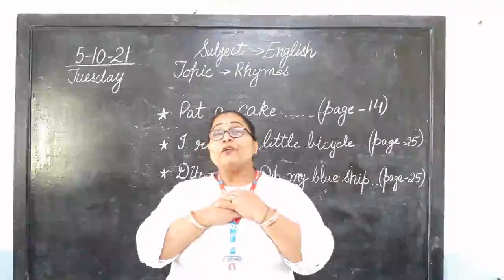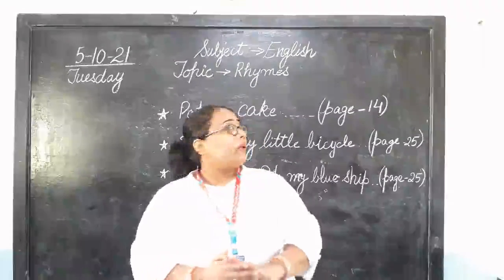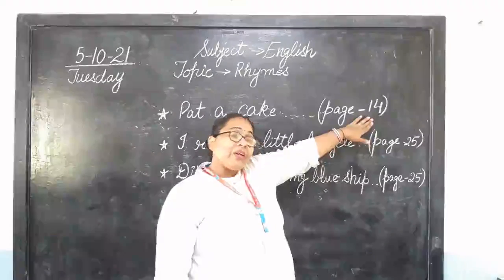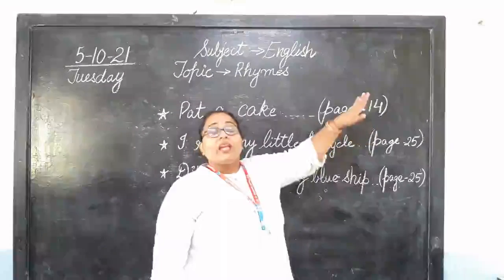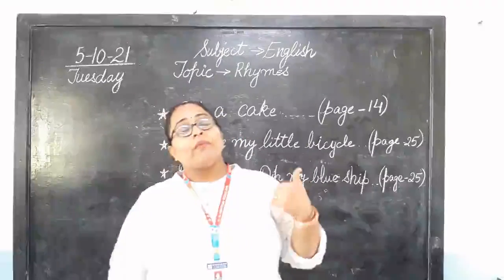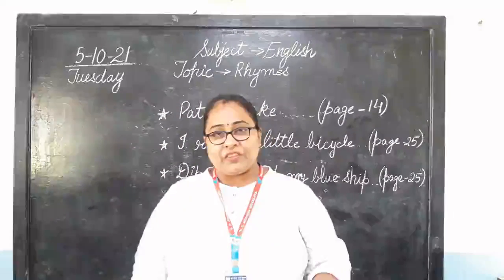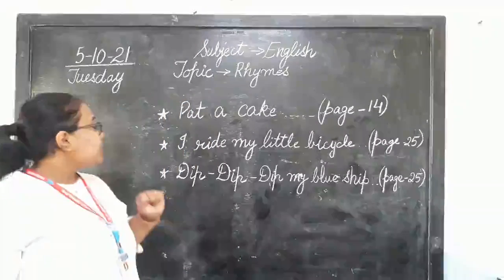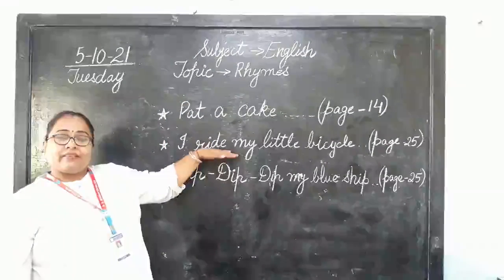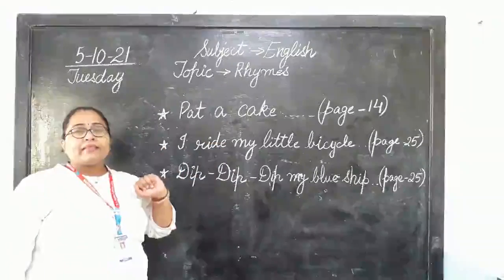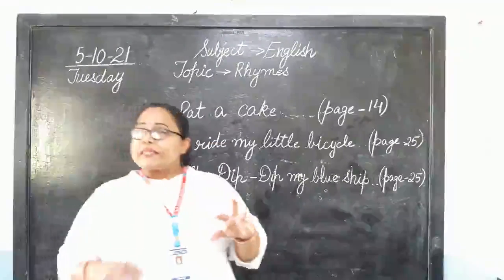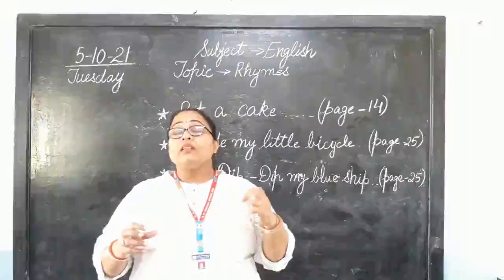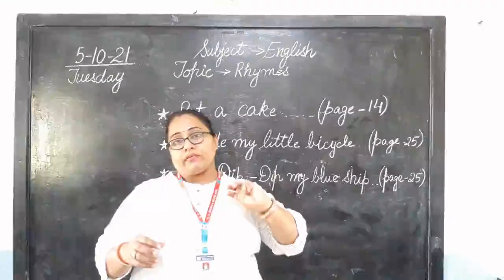Understood? So you have to learn this rhyme and it's given on page number 14 of your rhyme book, okay? In case you don't get this rhyme, ask me, I'll share a screenshot with you. Now, the next rhyme, I told you, it's about a bicycle. So what is a bicycle? A bicycle is like a cycle but it has two tires. And a tricycle, the one that has three tires.